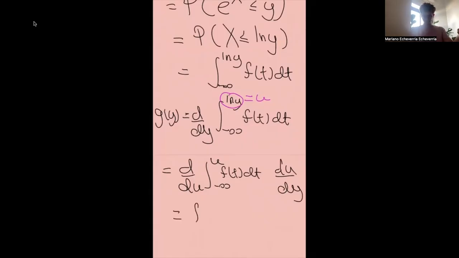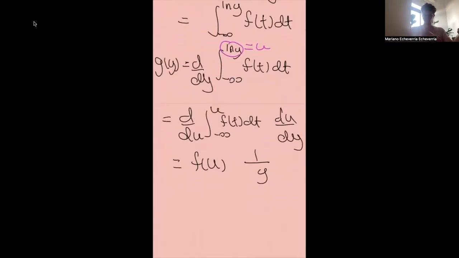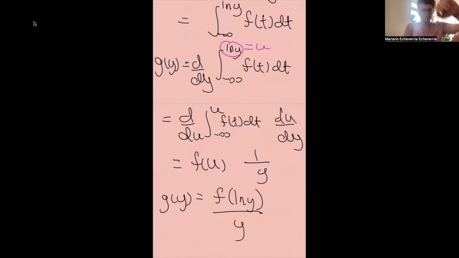And that gives you f of u. What's the derivative of u with respect to y? It's 1 over y. And what is u? It's ln of y. So the density for e to the x is f of ln of y divided by y. Okay.